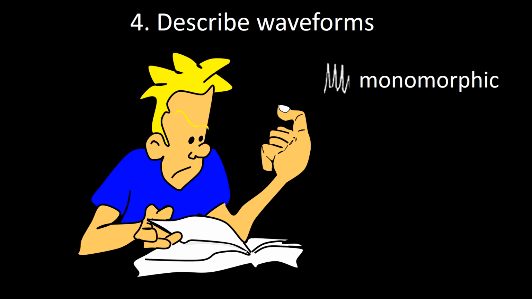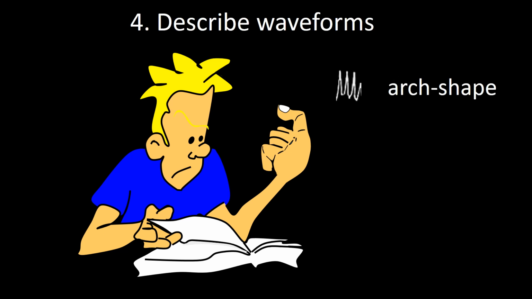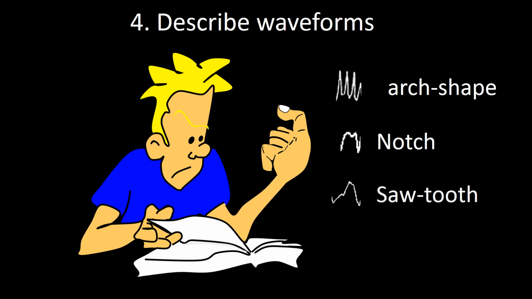Waves can also be described as monomorphic if all the waves constituting a rhythm or a burst look the same, or polymorphic if the waves within a rhythm or a burst do not look the same. Waves, because of their shape, can be classified as arc-like, notch, or sawtooth-like waves.